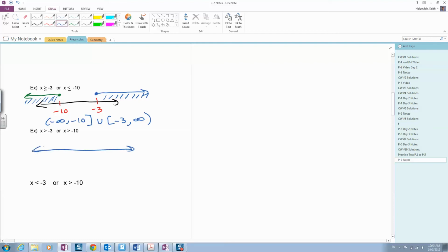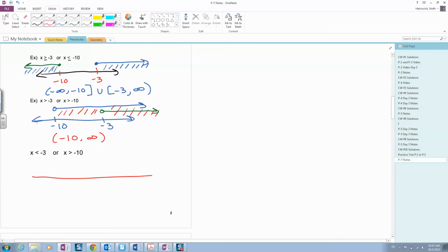Same concept, -10 and -3, and now when we graph it, it's greater than -10, so we're going to put an open circle there, and then it's greater than -3, open circle to the right. Now if you notice, when we draw our rain, it's covered there. So the part that's covered by the rain is from -10 to infinity, or greater than -10.